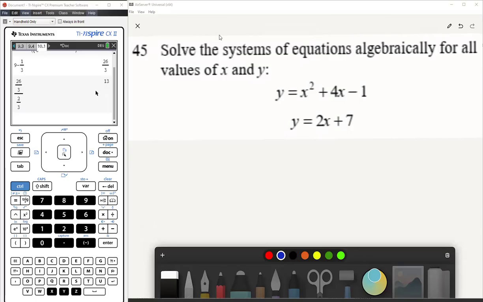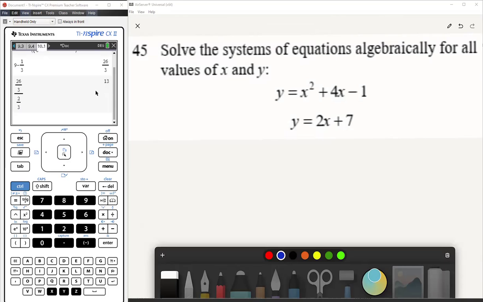Hey guys, this is question number 45 from the final Regents Algebra 1 Regents packet that I gave out. Now this question is tricky for a lot of students, but I'm going to show you that basically this is just another application of the quadratic formula. They've given us two equations: y equals x squared plus 4x minus 1, that's a quadratic, and a linear, y equals 2x plus 7.